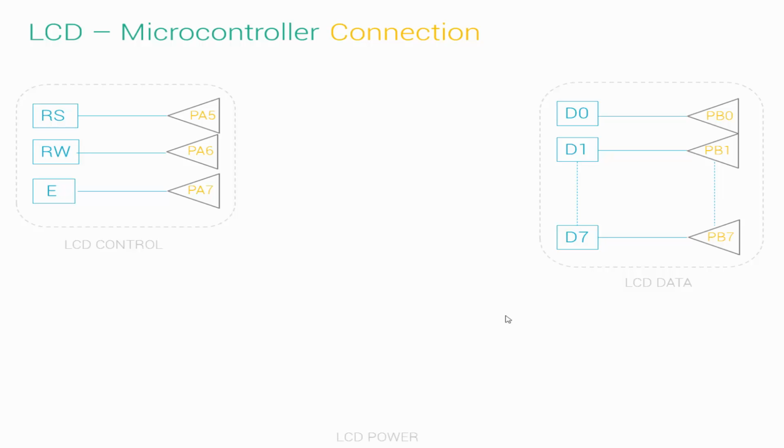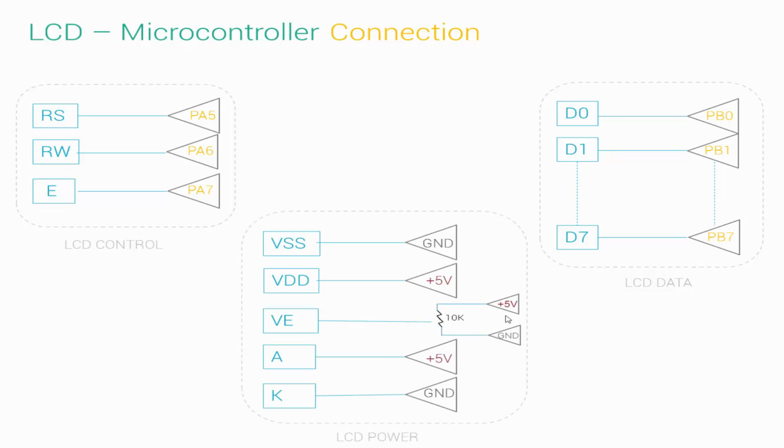Then finally, we have the LCD power supply pins, and this consists of the ground pin and the voltage supply pin of the LCD, as well as the cathode and the anode of the backlight, which is the +5 and the ground. And then we have the VE or the V0. Remember, the VE is the contrast control.